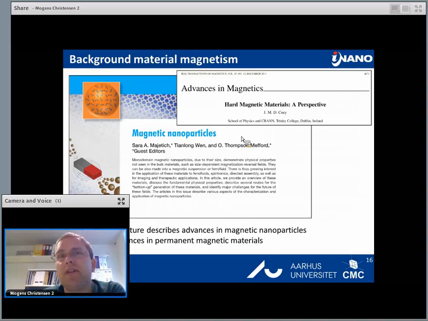This is basically the topics that I will go through during my lectures in Japan. There will be a lot of focus on diffraction and scattering techniques in general. And then I'll talk about these techniques in the context of thermoelectric materials and magnetic materials.